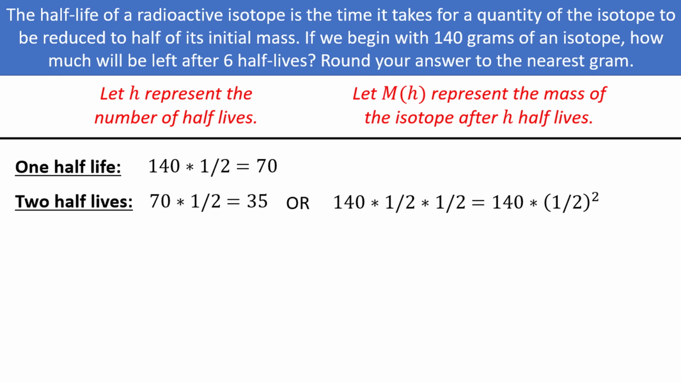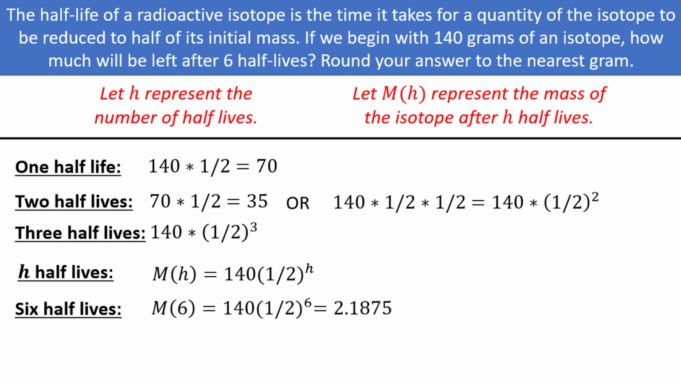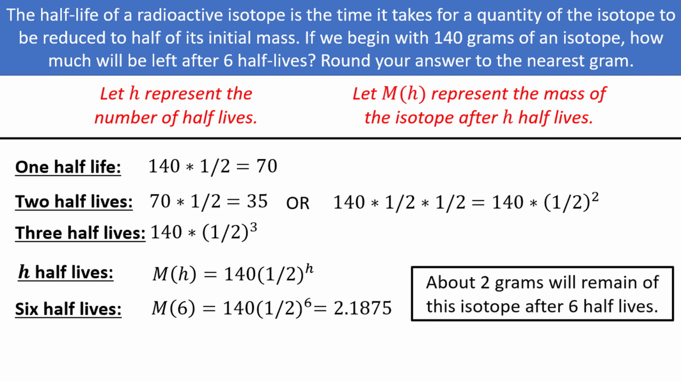Hopefully you are seeing the trend. For 3 half-lives, we would have 140 times 1/2 to the third power. Or in general, for h half-lives, we have m of h is equal to 140 times 1/2 to the h. The question asks how much will be left after 6 half-lives, so let's plug into the formula. M of 6 is equal to 140 times 1/2 to the 6th power. If you plug this into your calculator, you should get 2.1875. Rounding to the nearest gram, about 2 grams will remain of this isotope after 6 half-lives.